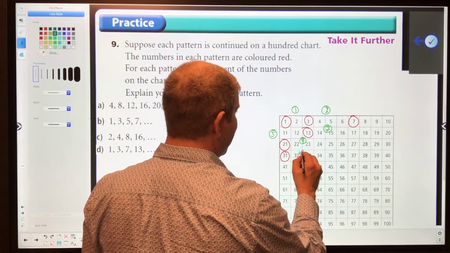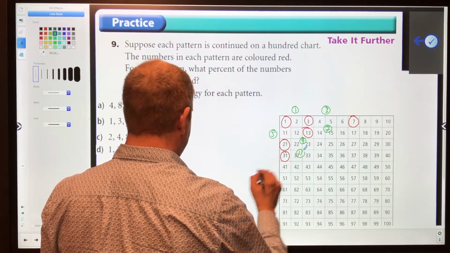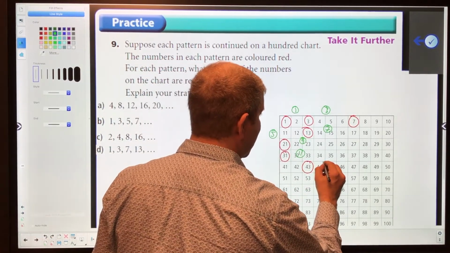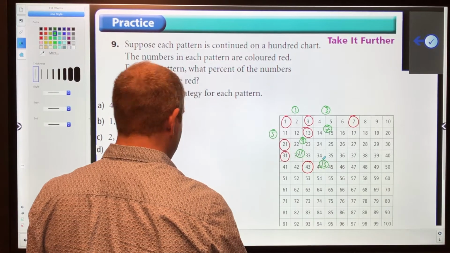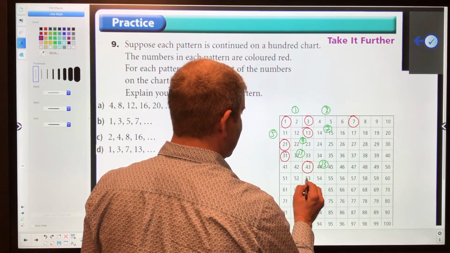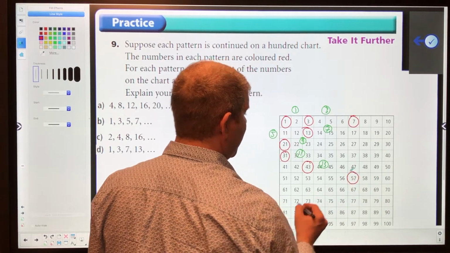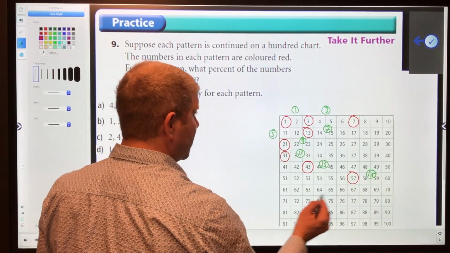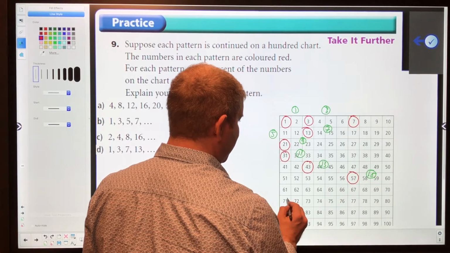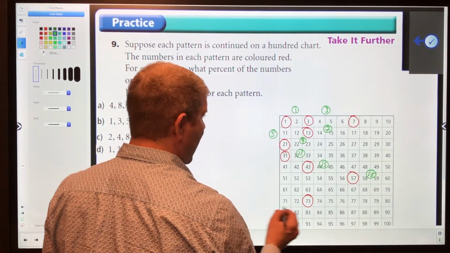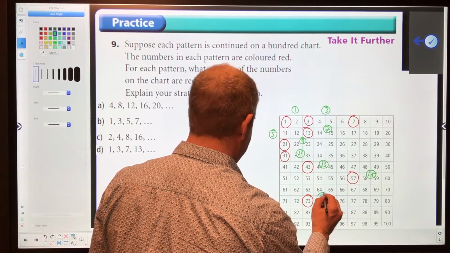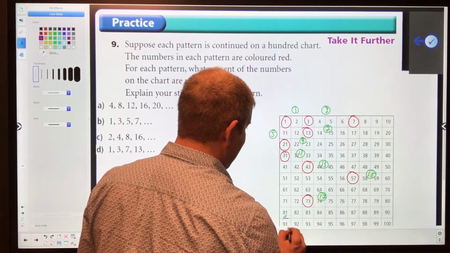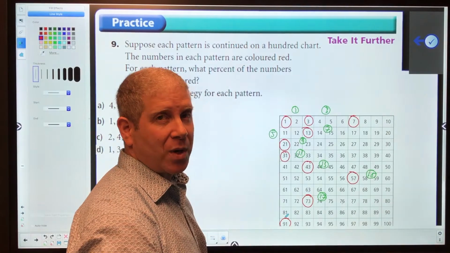Now I should be skipping 11. So let's count. There's 9 here, 10, 11. So this should be my next red. Now I should be skipping 13 because we're going up by 2. So here there are 7, 8, 9, 10, 11, 12, 13 that I'm skipping. So there is my red. Now I'm going to skip 15. And then we're going to skip 17. And here's my last red. We're not going to make it to another number because we're going to skip 19 at this point.